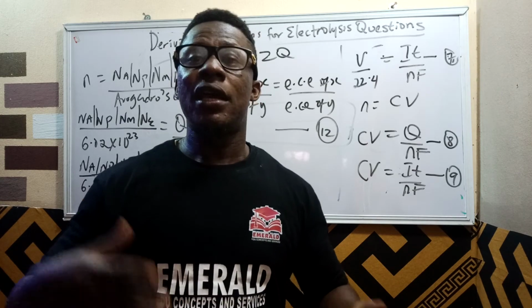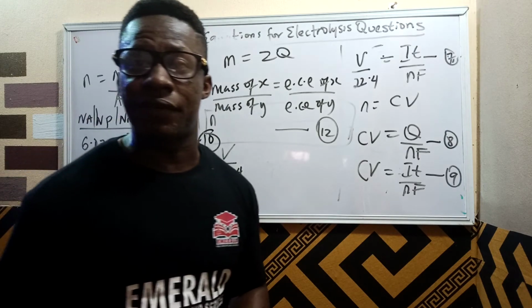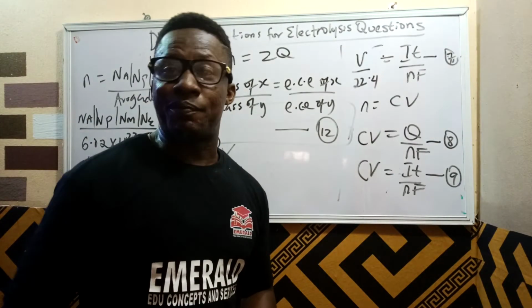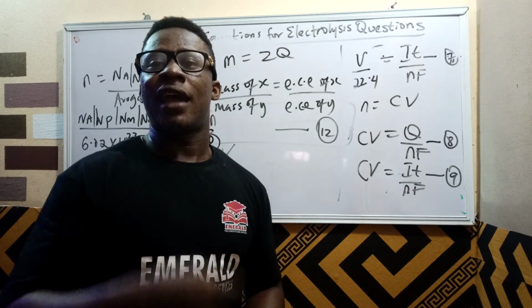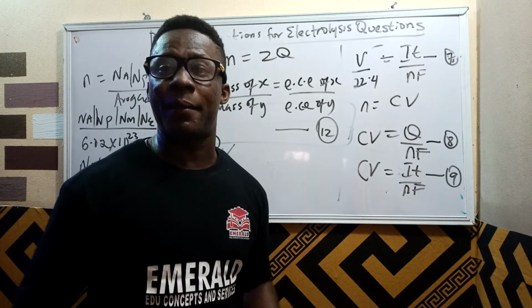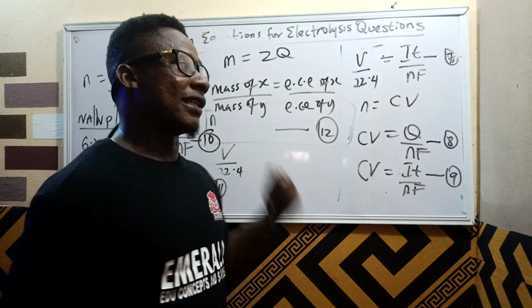For those doing exams that require speed, you just slot in the values as given and then solve. My homework for tonight, for this class, is to look for electrolysis questions and use any of these formulas based on the parameters given and solve. In the next class, we are going to be looking at different questions that have to do with this.